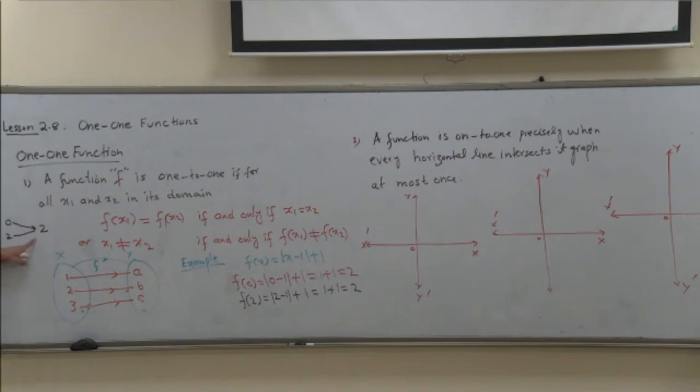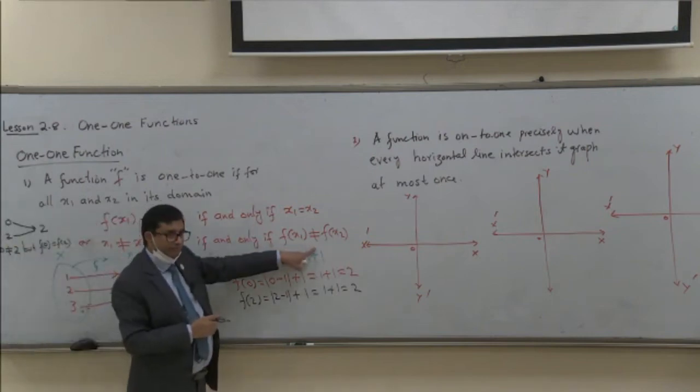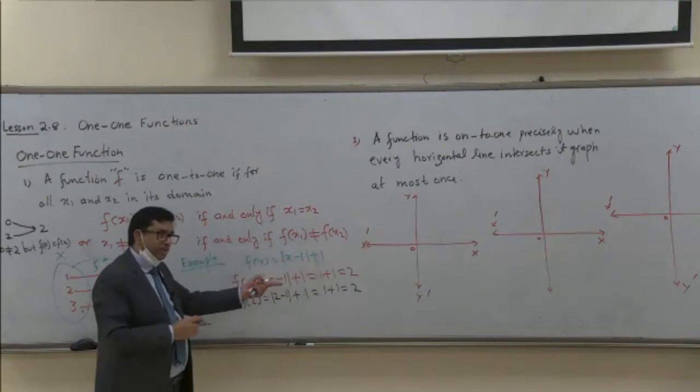Their images are equal. I mean, these two numbers, 0 is not equal to 2, but their images are equal. Is this a 1-1 function? It's not a 1-1 function. This is the definition: if numbers are not equal, their images should also not be equal.